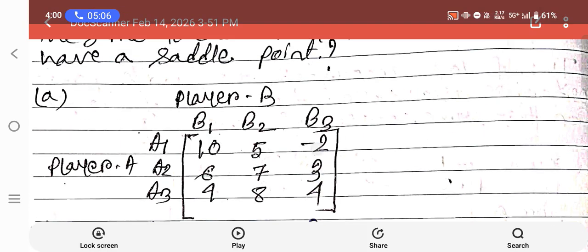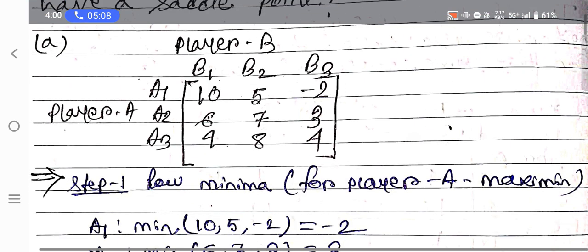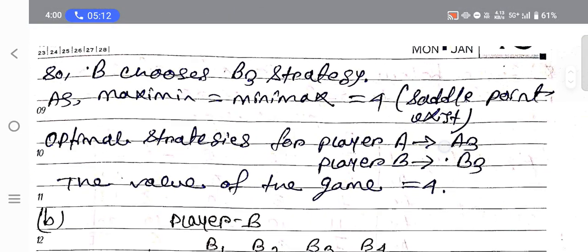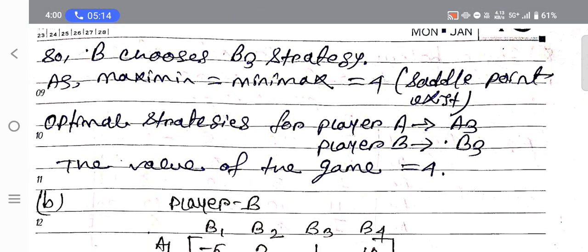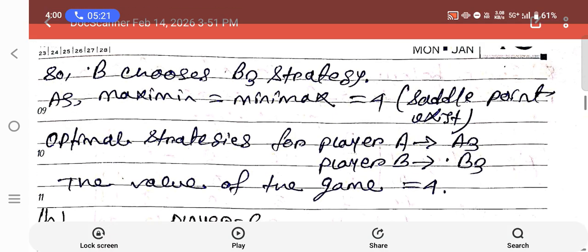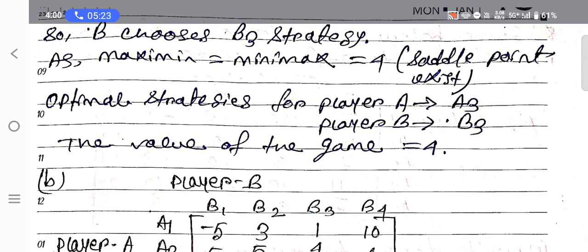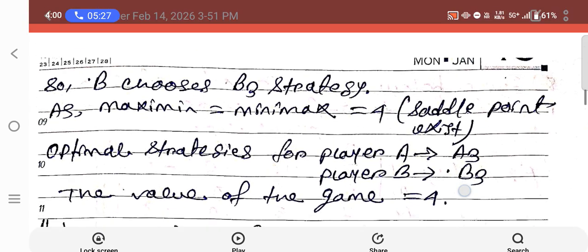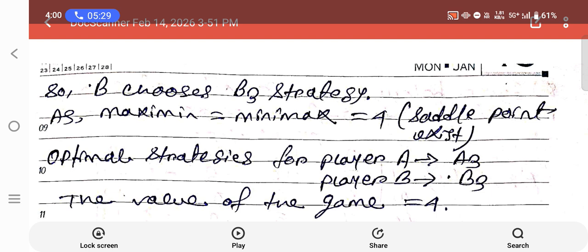So here, this 4 is our saddle point and the value of the game. As the maximin and minimax are equal to 4, a saddle point exists, the optimal strategy for player A is A3, the optimal strategy for player B is B3, and the value of the game is equal to 4.